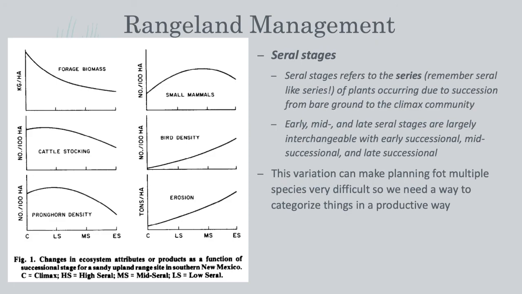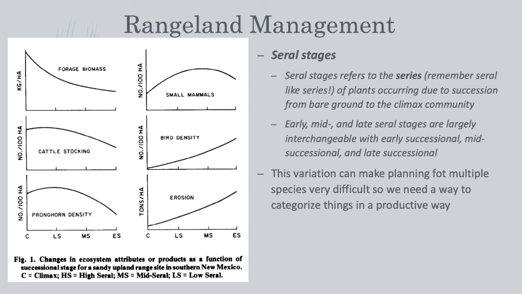And as you look at this graph, look at all the different changes. Some of them go together, some of them are complete opposites, and some of them are totally different shapes than any other that was measured in this particular site in southern New Mexico. So the shape of these curves will change based on where in the country you are, what rangeland you're looking at, and all kinds of things.